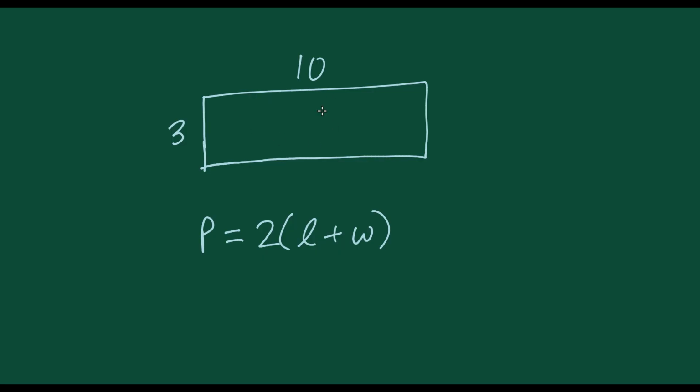So for example, for this rectangle, to find the perimeter, simply plug in. So our length is 10, our width is 3. Okay, 10 plus 3 is 13. 2 times 13, 26. There you go. A lot faster than writing it out, right? 3 plus 3 plus 10 plus 10, and then adding those. 2 times (length plus width), 26.